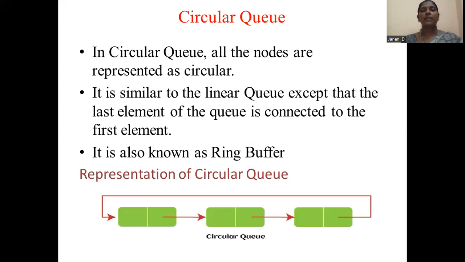Next, circular queue. A circular queue is a ring buffer. It is in the form of a circular, ring type. It is also a linear queue, but the last node will be connected to the first node. Here, this is the last node, and the last node is connected to the first node. That is the circular queue. This is the representation of the circular queue.